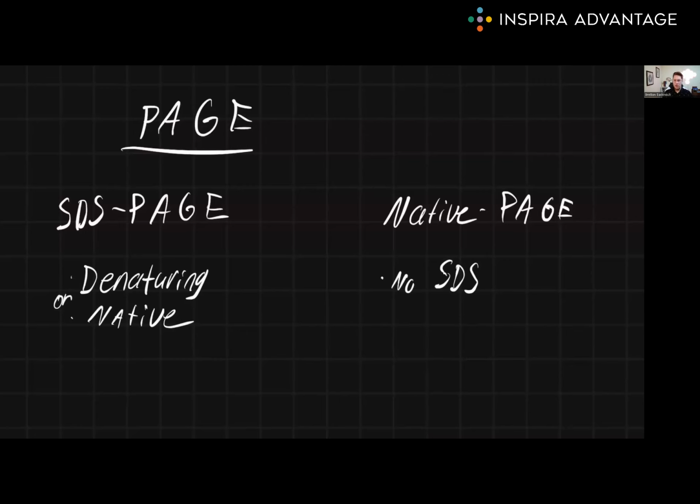To make things more complicated, we can also have a native PAGE where no SDS is added. This will cause the protein to migrate based on its charge and size alone.